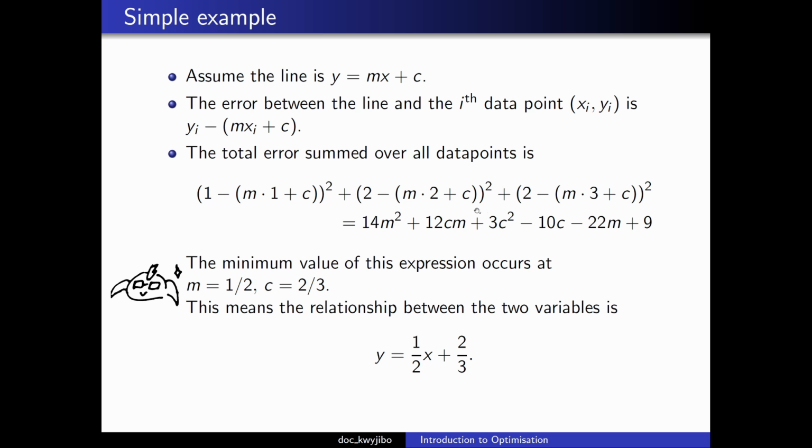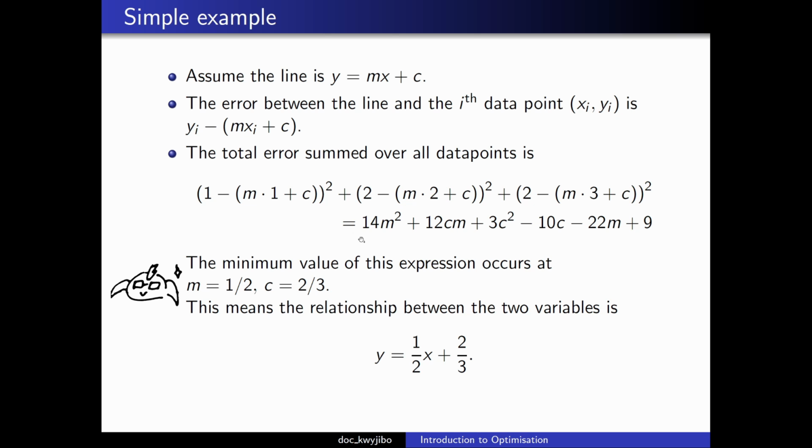Plus, this is the second term, 2, 2. 2 minus m times 2 plus c, all squared. This is our third point, 3, 2. So 2 minus m times 3 plus c, all squared. We can expand those brackets and simplify, and you get this conic expression here.